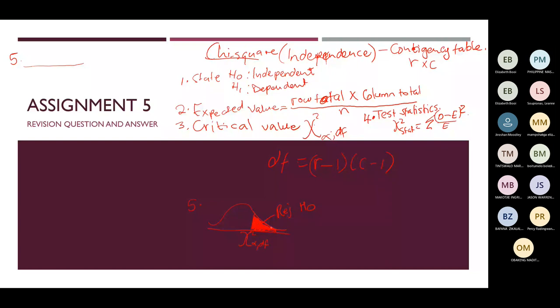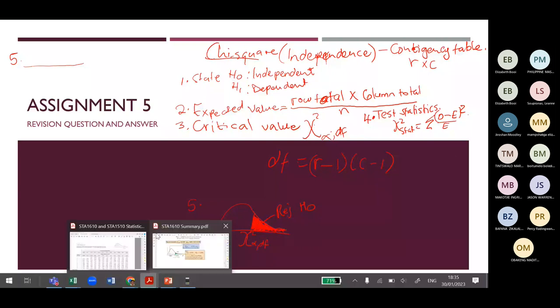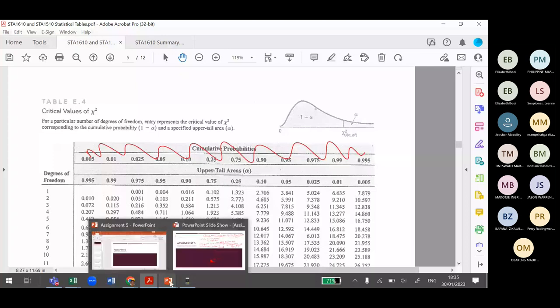Any value that falls greater than the critical value, you're going to reject that. And the critical value, remember, you're going to find it on the table. You use the table to find your critical value. Also, remember, we use the upper tail area, which means we're using only the values closer to the table and the degrees of freedom that you would have calculated. Those are the steps that you need to always remember about chi-squared.